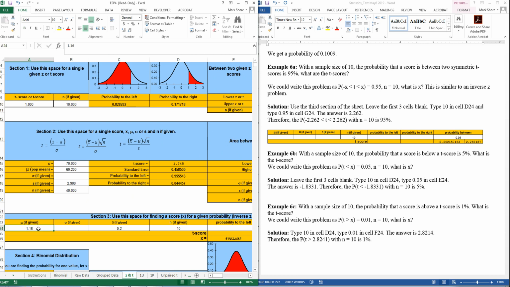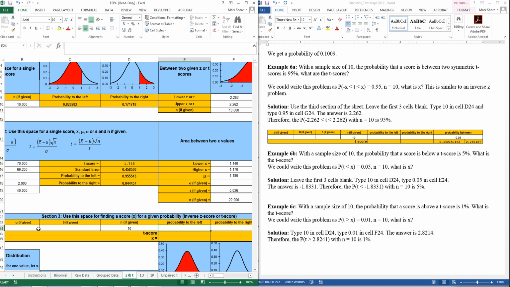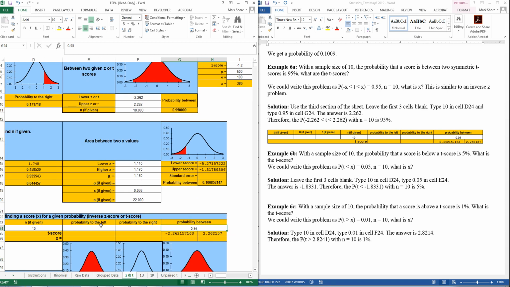Put in your sample size, and for this it's 10. Right here the N is 10, and it's between two T-scores. So right here, probability between, type in 0.95 and you'll get your two T-scores. In other words, if I was asked just the opposite, what's the probability a value is between these two T-scores, the answer would be 95%. For example, I've put this value right in here for the lower T-score and the value of 2.262 for the upper T-score with a sample size of 10, and you see the probability is 0.95. That confirms that's what you get here.